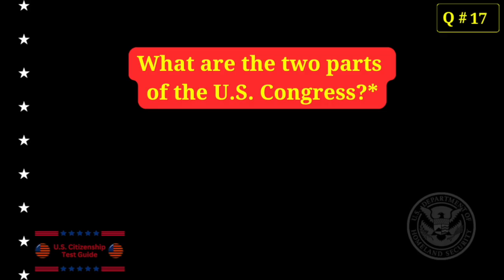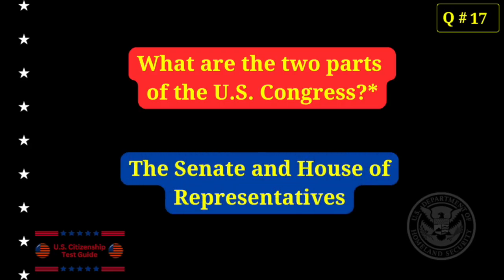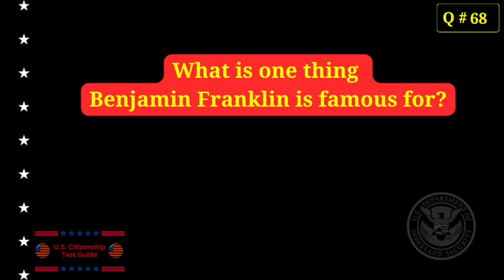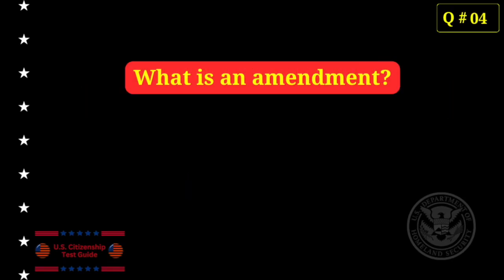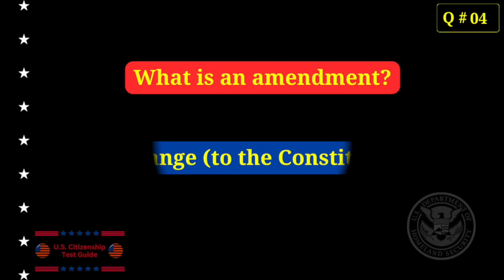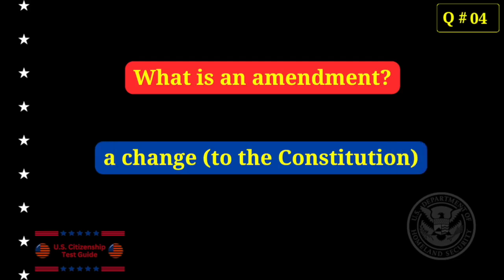What are the two parts of the U.S. Congress? The Senate and House of Representatives. What is one thing Benjamin Franklin is famous for? U.S. diplomat. What is an amendment? A change to the Constitution.